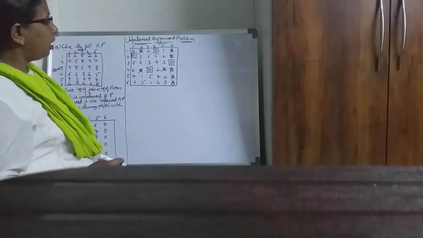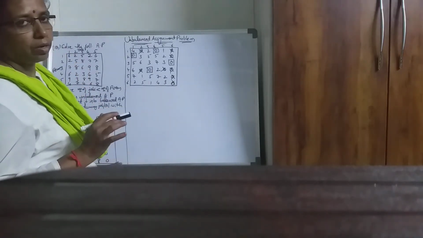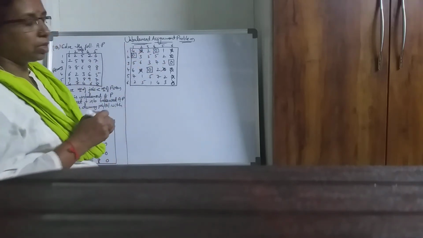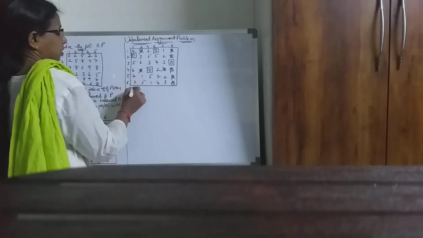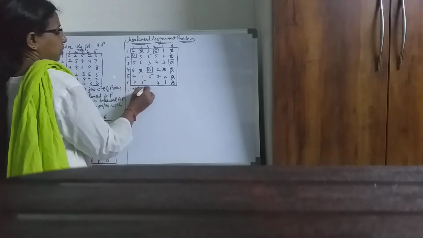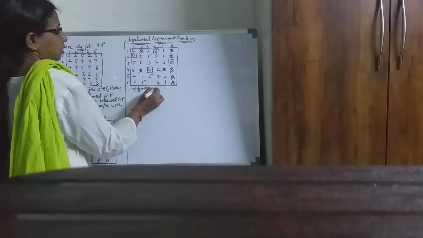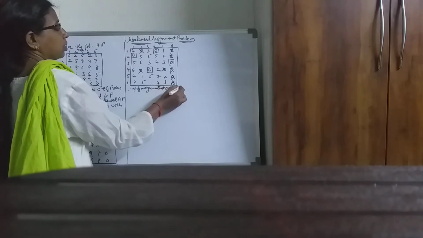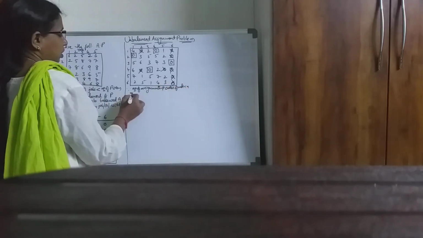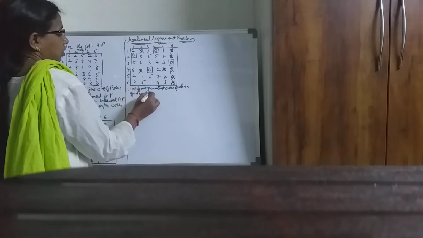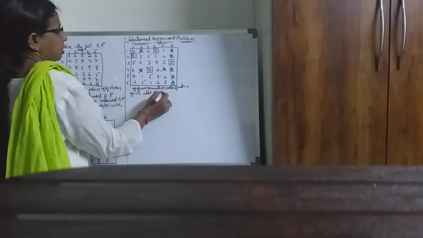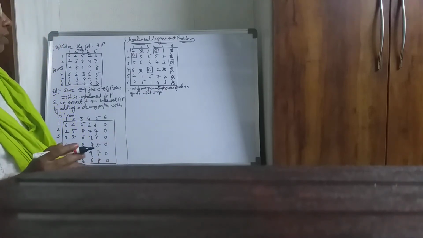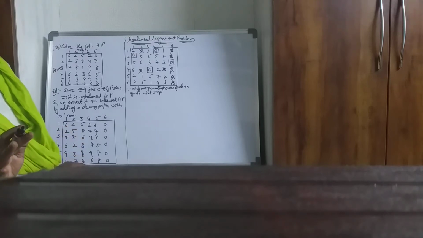Now check whether the number of assignments is equal to order of the matrix or not. So here number of assignments are 4, but order of matrix is 6. So what you will write? Since number of assignments not equal to order of matrix, go to next step. Now what is the next step you have to do? You have to draw minimum number of lines so that all the zeros are covered.